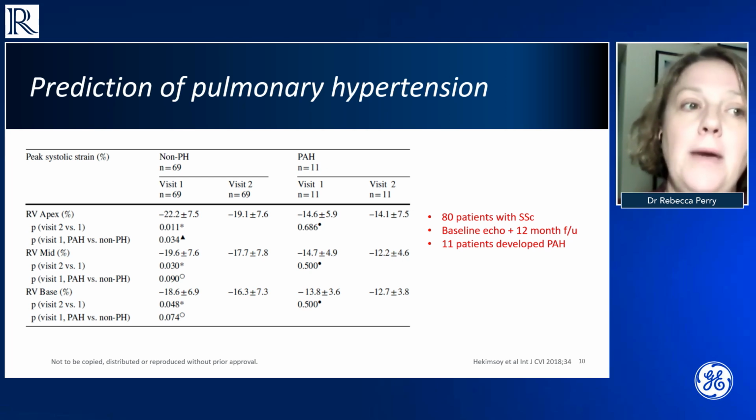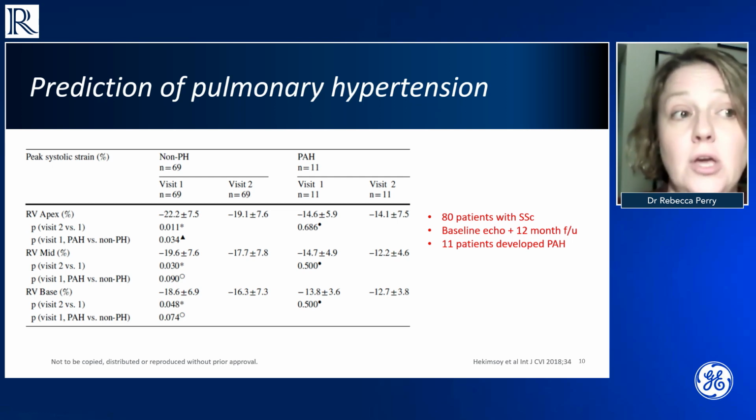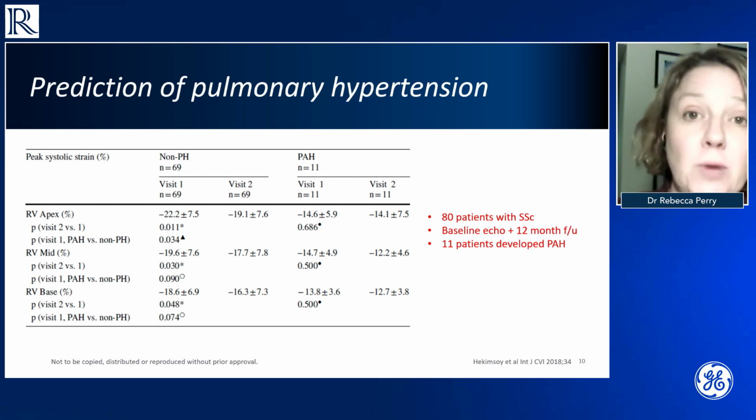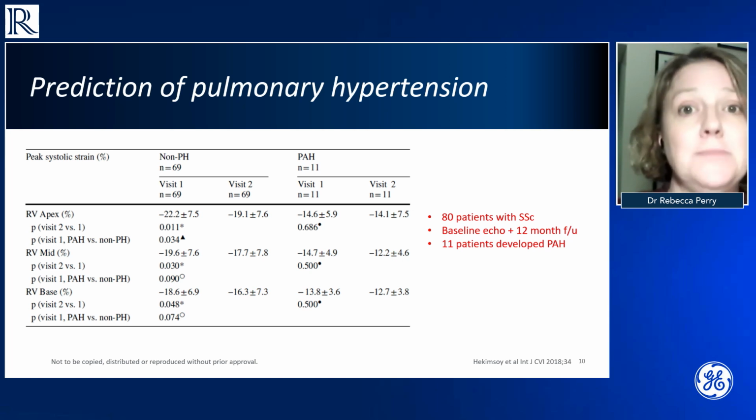Furthermore, the scleroderma patients without pulmonary hypertension had a drop in the right ventricular strain, which may indicate early changes of right ventricular dysfunction occurring prior to the development of pulmonary hypertension, but this remains to be seen.